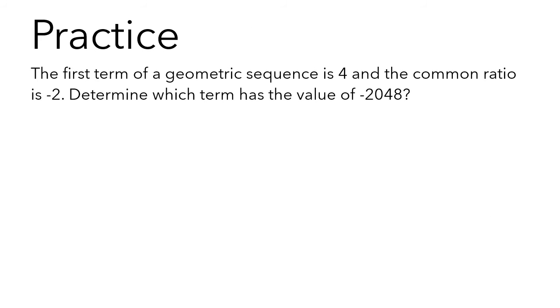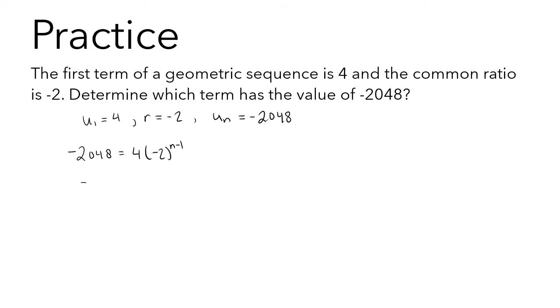The first term of a geometric sequence is 4 and the common ratio is -2. Determine which term has a value of -2048. Let's write out what we know. The first term is 4, the common ratio is -2, and the term we're looking for, un, is equal to -2048. So I can set up an equation based on the general term formula: -2048 is going to equal the first term times -2 to the power of n minus 1.